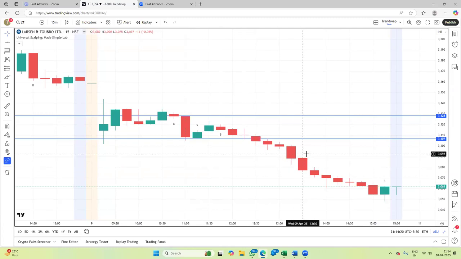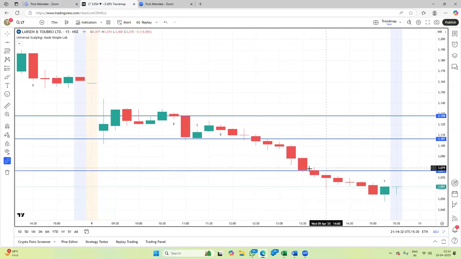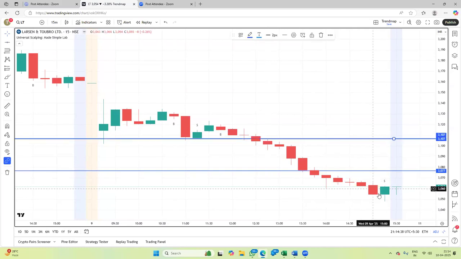At the first target you exit 50% of the position. You have exited the 50% position and you trail the stop loss to cost. Nothing happens after that, and you exit the trade at the end.